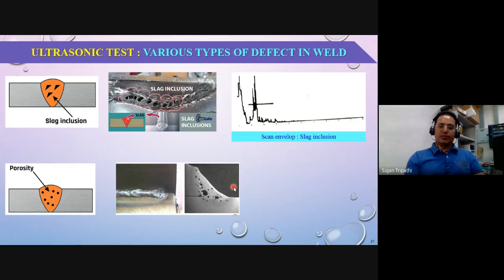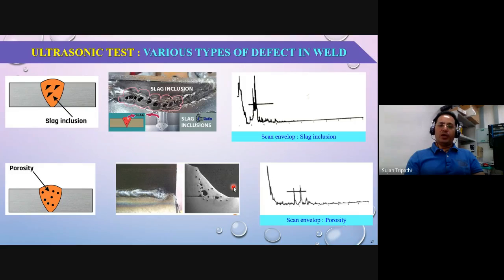Okay, there is an air pocket inside the weld, and this is how it looks in the graph, I mean in the signal on the monitor of the device. This is the symbol for the porosity.